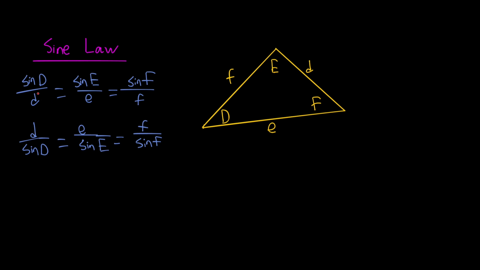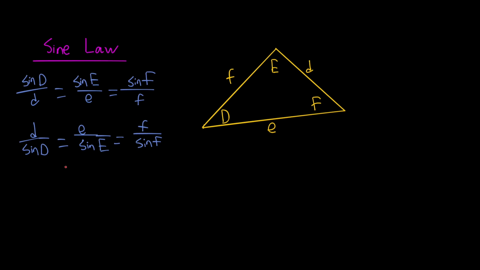So what we get is that the ratio between the sine of angle D and the side D is equal to the ratio between the sine of angle E divided by the side E, which is going to be equal to the sine of angle F divided by the side F.